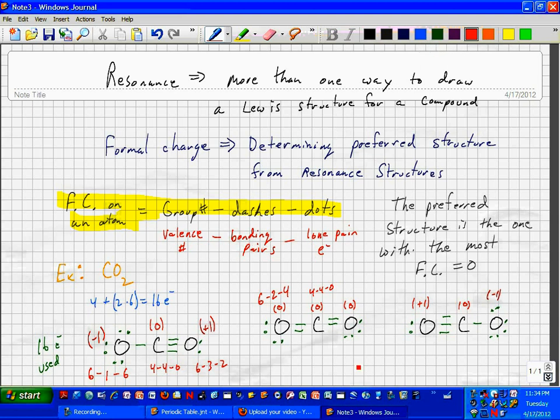So the preferred structure for carbon dioxide is C double bond O, with my 4 lone pair electrons, double bond on each oxygen. This is my preferred structure. These we would ignore. So although it seems like carbon dioxide would exhibit resonance, it doesn't, because these two structures are not preferred. They're not stable enough, so to speak. So this would be my stable and preferred structure.